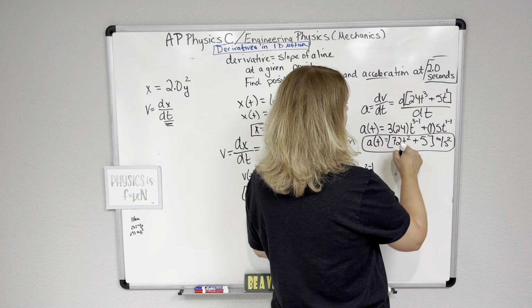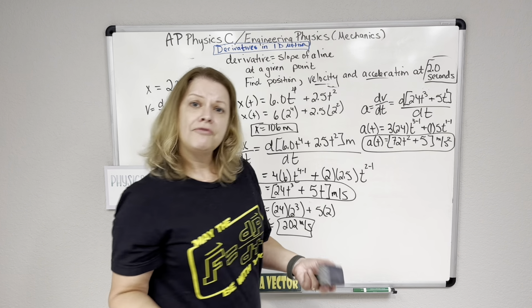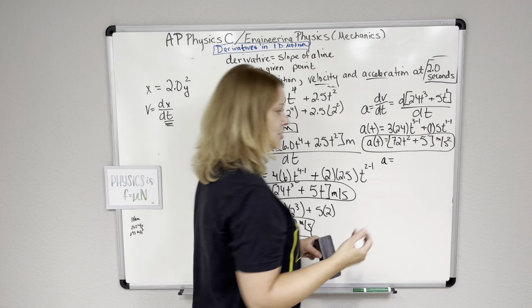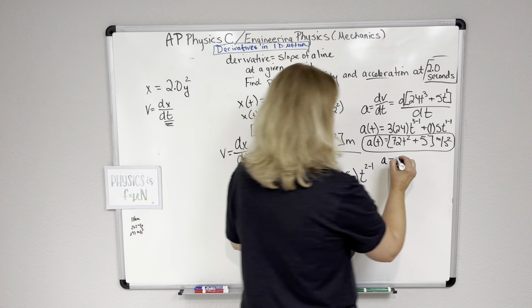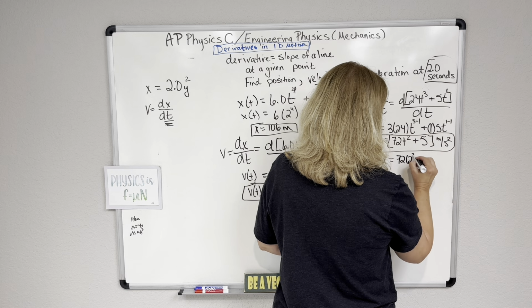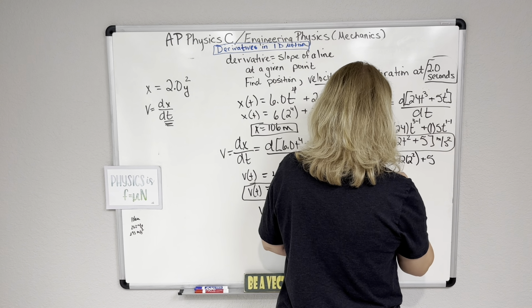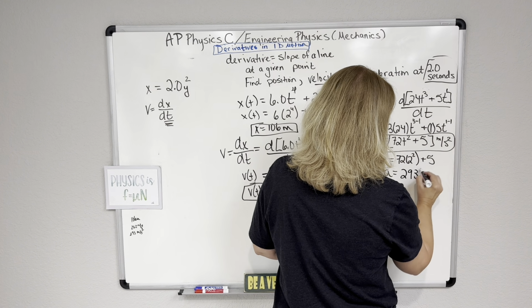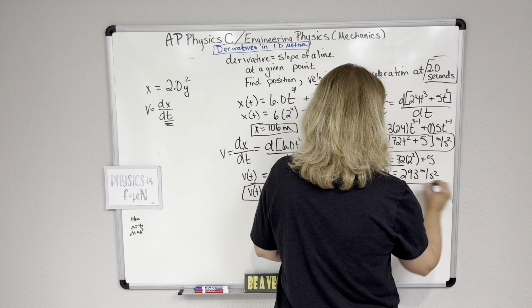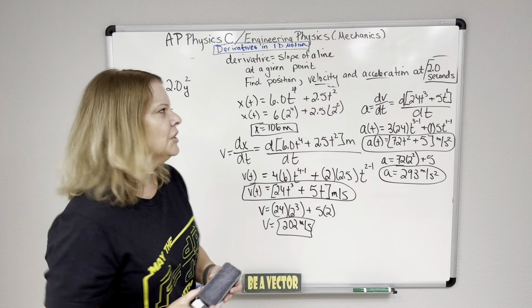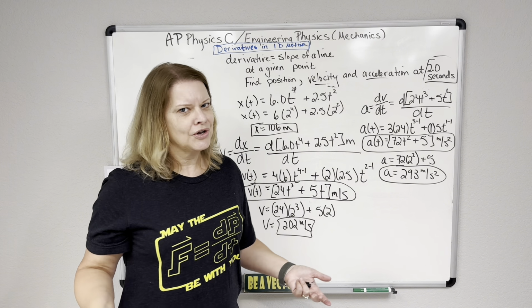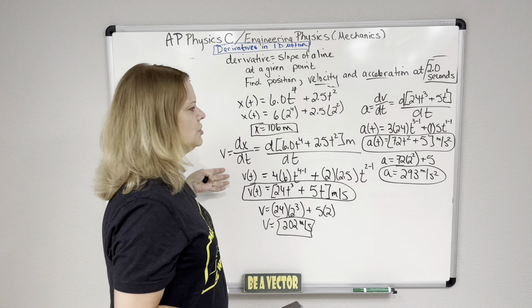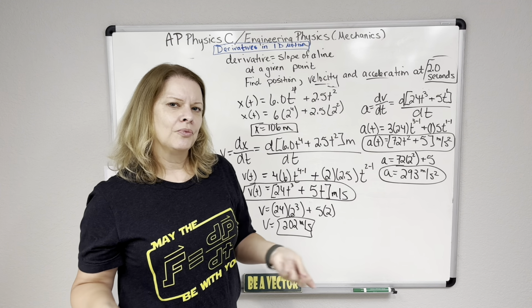Very cool. Now I'm going to put 2 in for my t because I want an instantaneous acceleration at 2 seconds. That's going to be 72 times 2 squared plus 5, and my acceleration is going to be 293 meters per second squared. And now you have officially used your new knowledge on derivatives to explain and find motion equations for 1D kinematics.